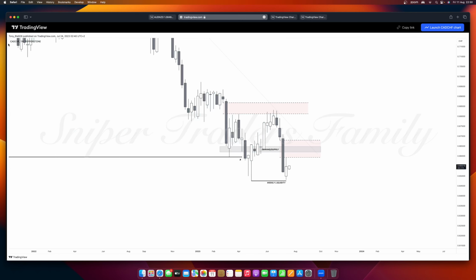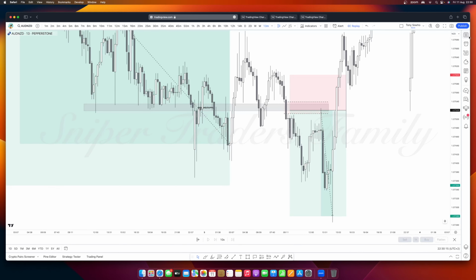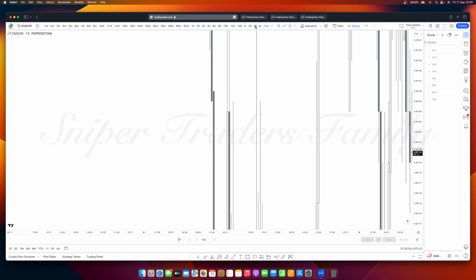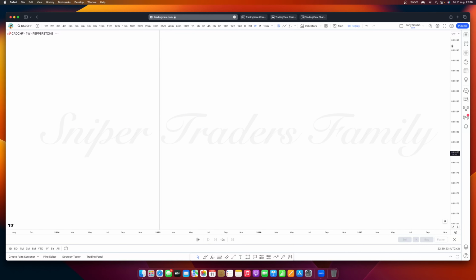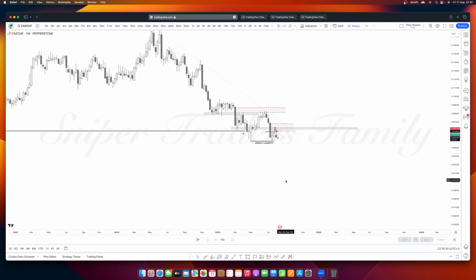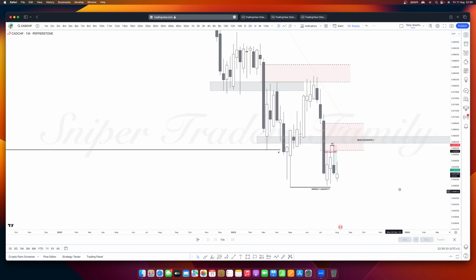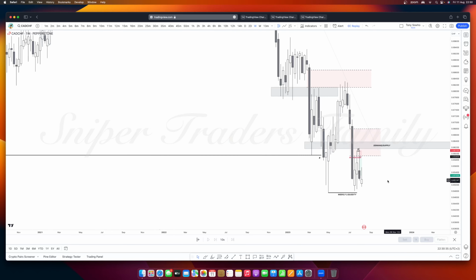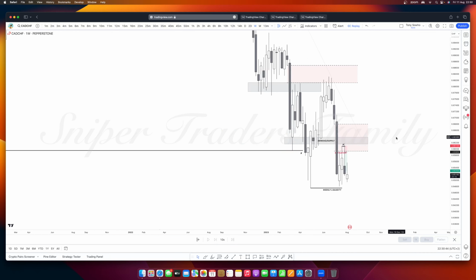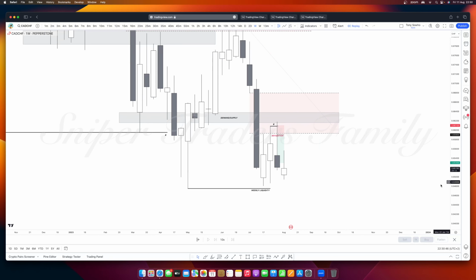The next one is CADCHF. CADCHF on the 1 week time frame. So CADCHF on the 1 week time frame. I look at CADCHF now. Look at this. Very, very precise.